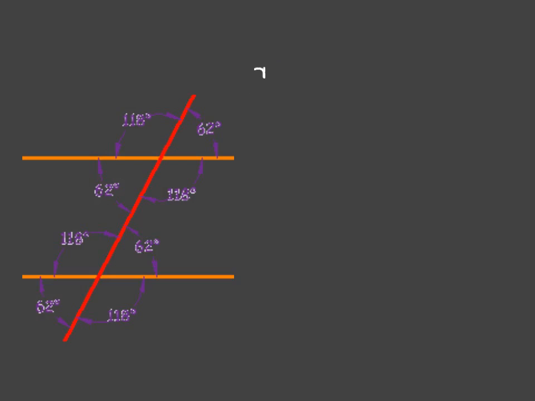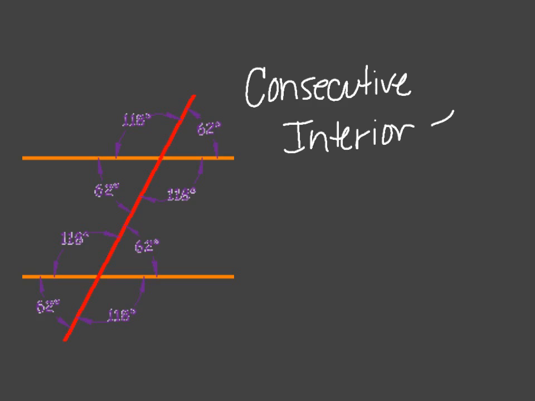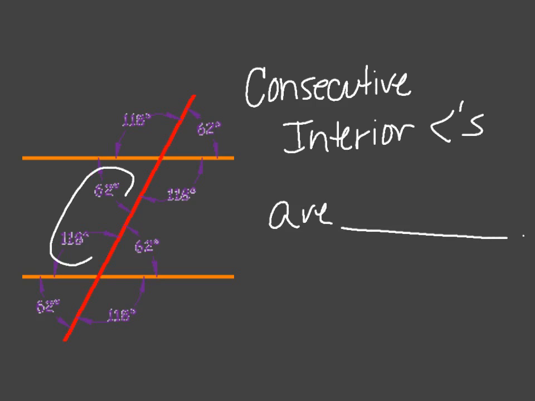The last example is going to be consecutive interior. Remember, we can call it same side interior. If you recall, these two right here are consecutive interiors, and these two are consecutive interiors. So what are you noticing about those? Hopefully you're noticing, hey, they're not equal. You're right. Consecutive interior is the one pair that is different from all the rest of them.